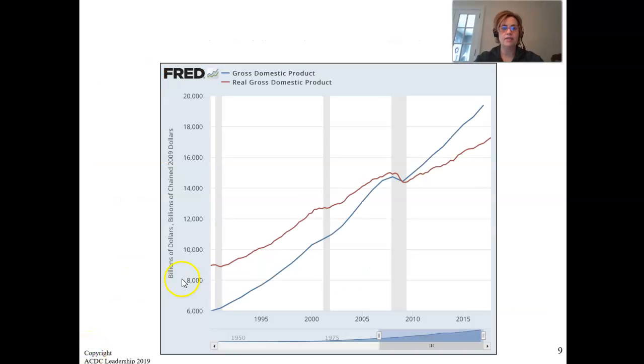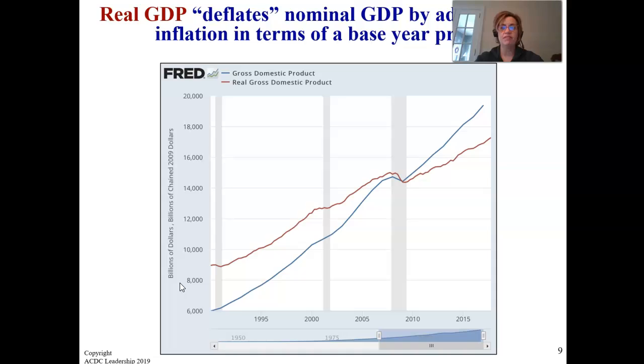And here's a chart that shows real GDP in red and then nominal GDP in blue over time. Real GDP deflates nominal GDP by adjusting for inflation in terms of some base year price.